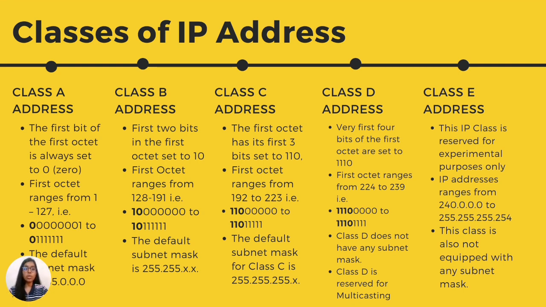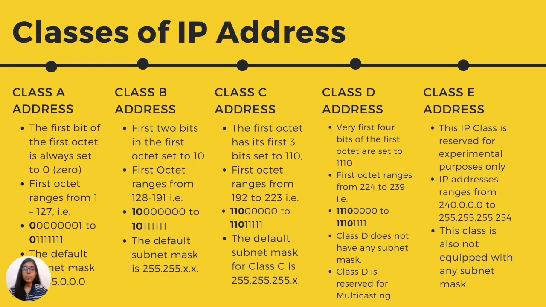An IP address which belongs to class B has the first 2 bits in the first octet set to 1, 0. Thus, its first octet range starts from where the first octet of class A ends. That is, the range of octets for class B is from 128 to 191. The default subnet mask for class B is 255.255 and the other 2 octets set to 0.